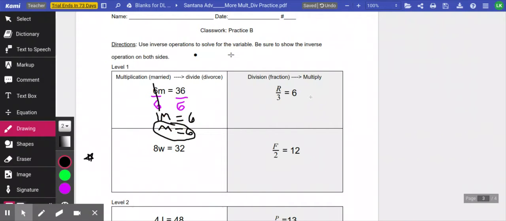Let's go ahead and try the second one on the gray side. Now this one looks like a fraction. R divided by 3 equals 6. Remember when it looks like a fraction? It means division, and its inverse is multiplication. So when this says divide by 3 underneath the variable r, what's the opposite of divide by 3? Times 3. And anything I do to one side, I need to do to the other side of the equation to balance it.